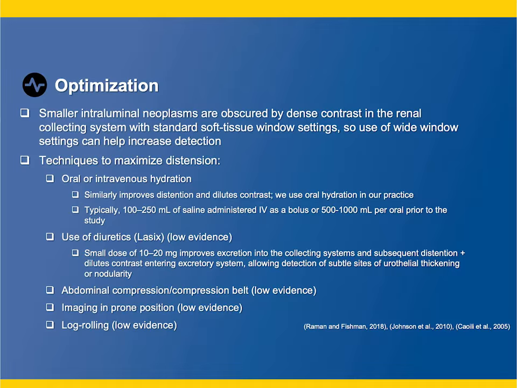I mentioned pitfalls. Small tumors can be missed if the contrast is too dense, so don't wait 10 minutes for delayed phase. And also, when you look at the kidney, use a wider window. Don't do your usual 400 over 10, maybe do 550 over 50. You want to look through the dense contrast.